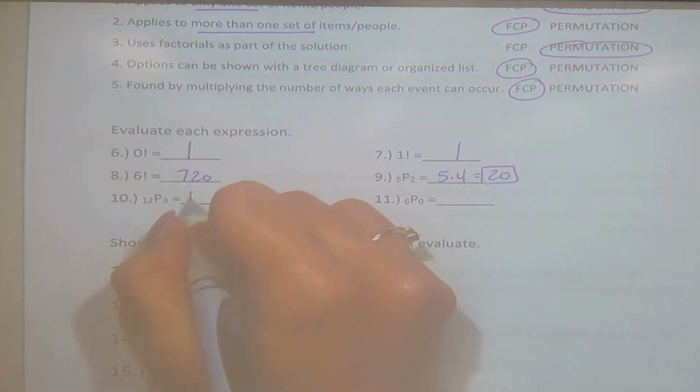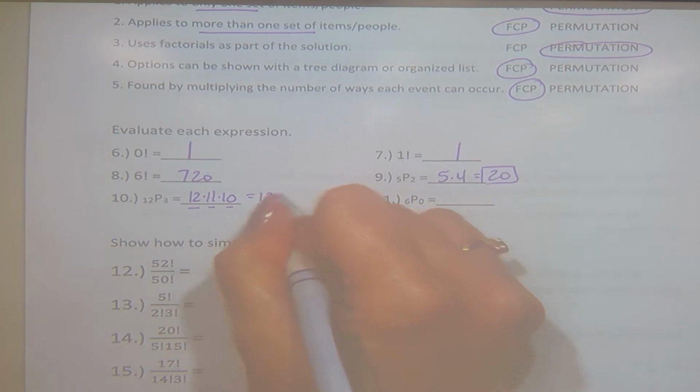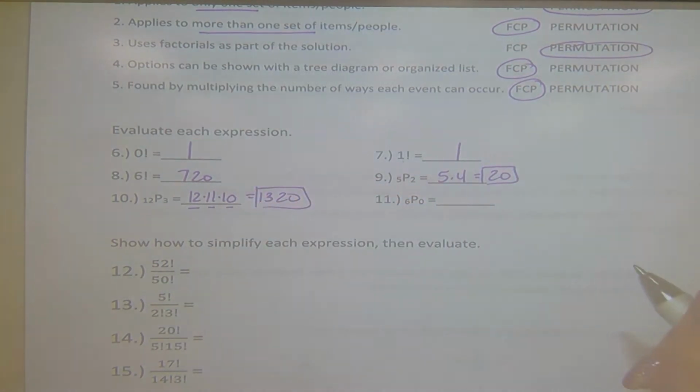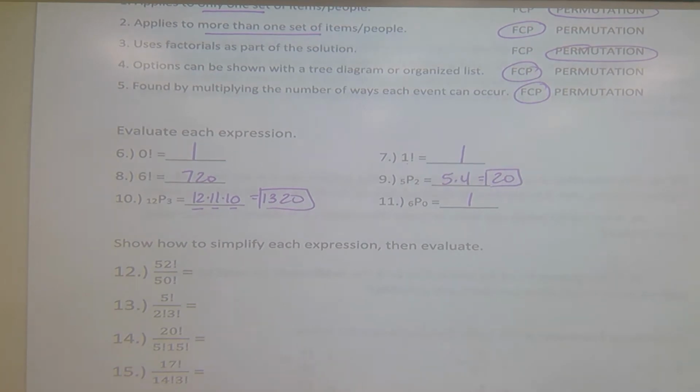12 pick 3 would be 12 times 11 times 10 because I'm starting with 12 and I've got 3 blanks to fill, 3 selections to make. That comes out as 1,320. 6 pick 0. There's only one way to pick nothing. You can do that in your calculator or you can reason through it.